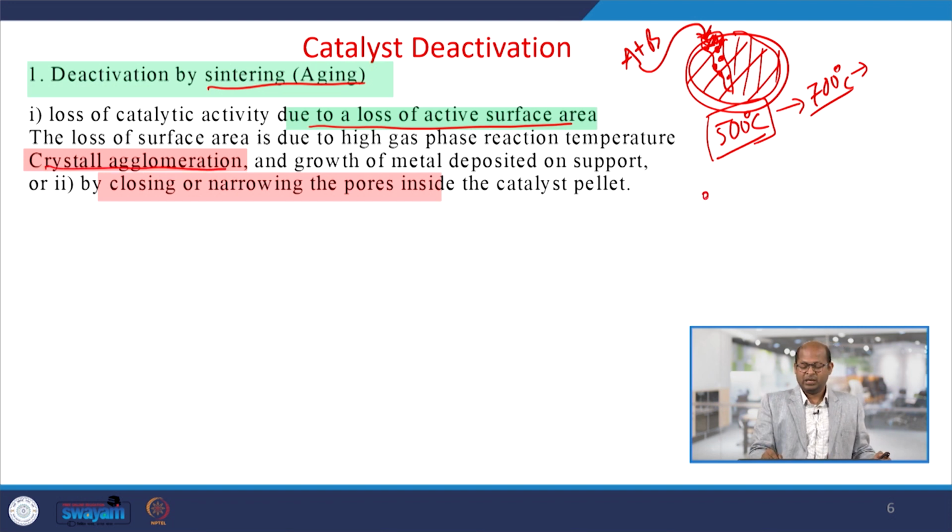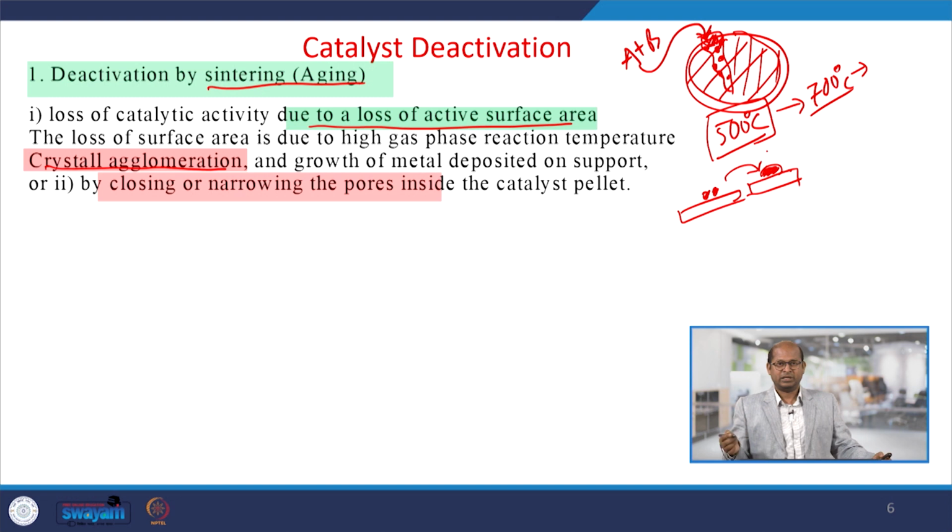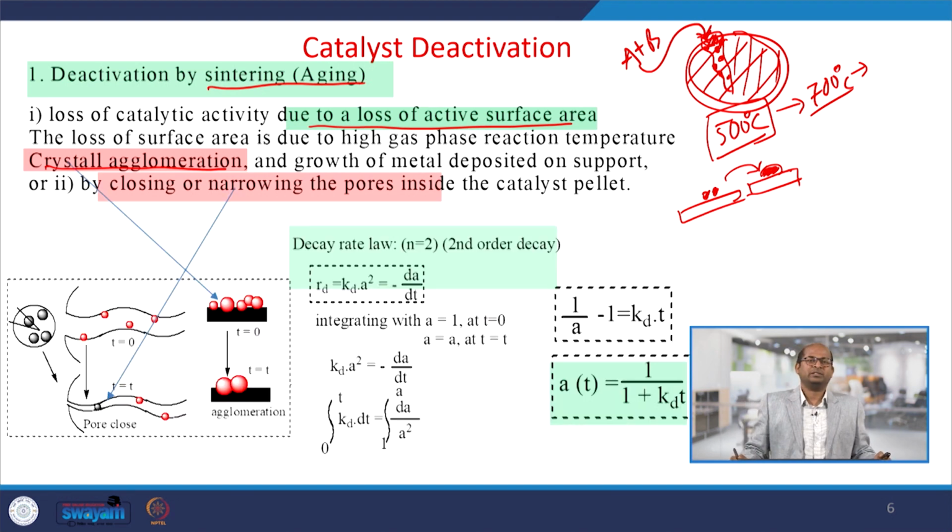Here the catalyst sites may be very small, in the nano range. If the temperature is high, they form larger particle agglomerations. At the beginning, very small catalyst active sites are distributed over the support, but after time t, large particles form. This is called agglomeration. Initially the number of active sites was high, but after a certain period of time it decreases, so overall catalytic activity decreases. That is one of the reasons.